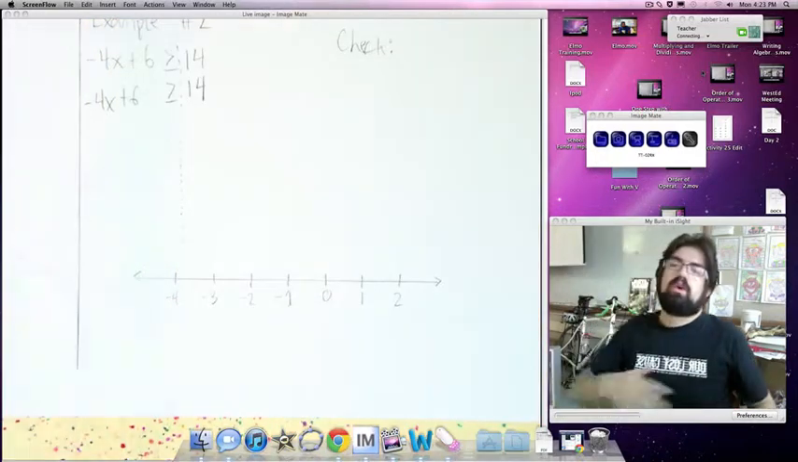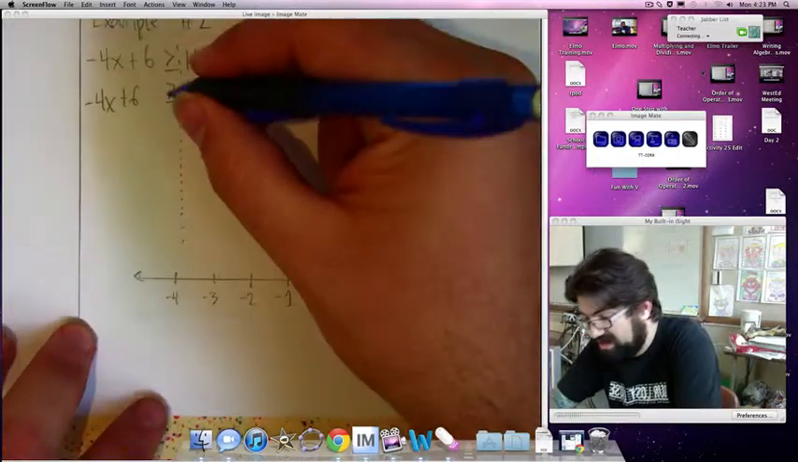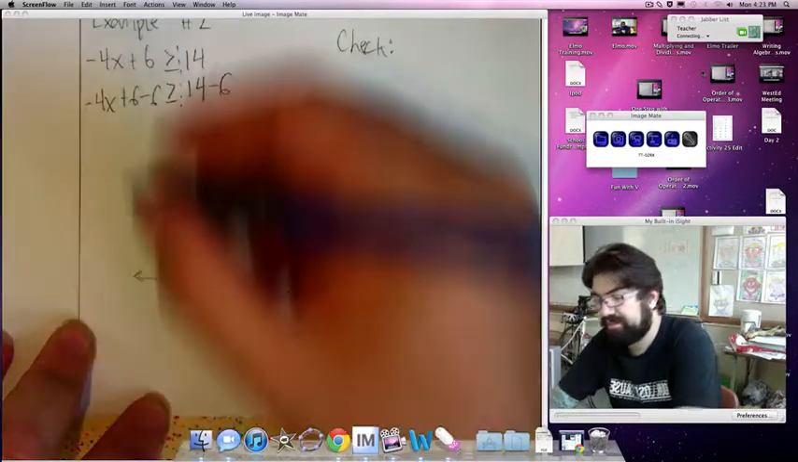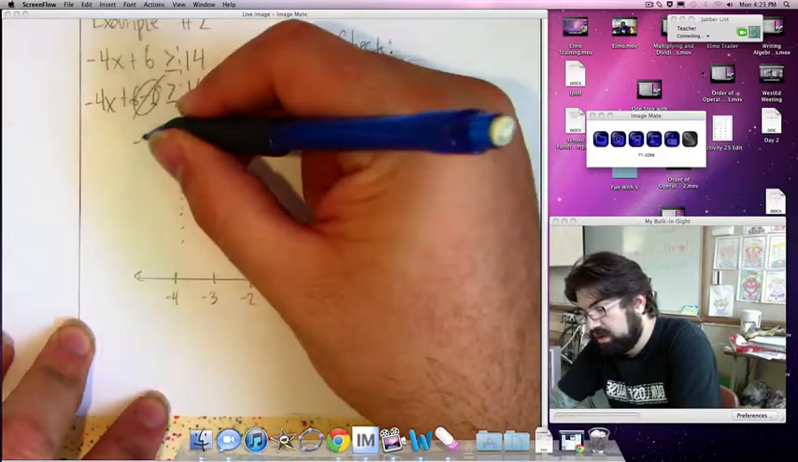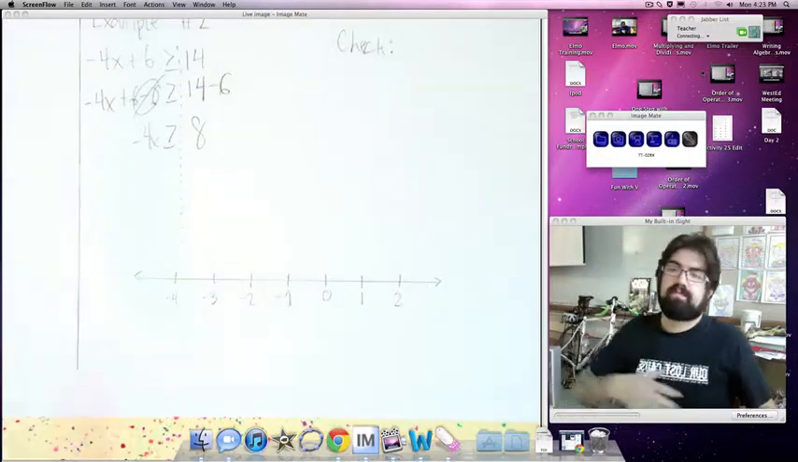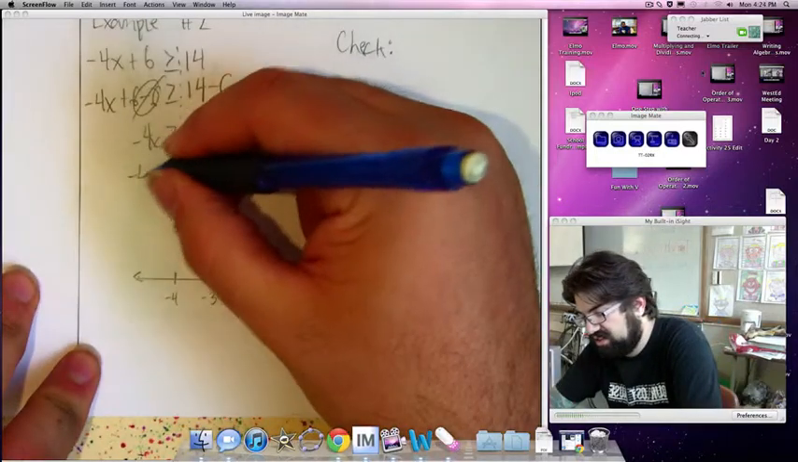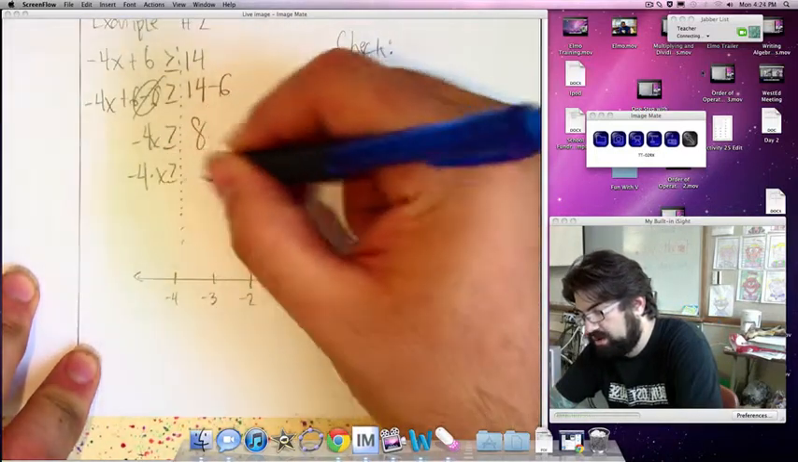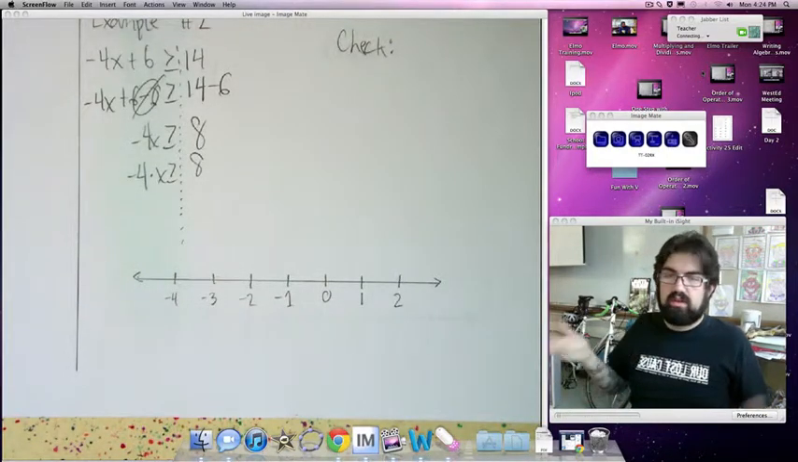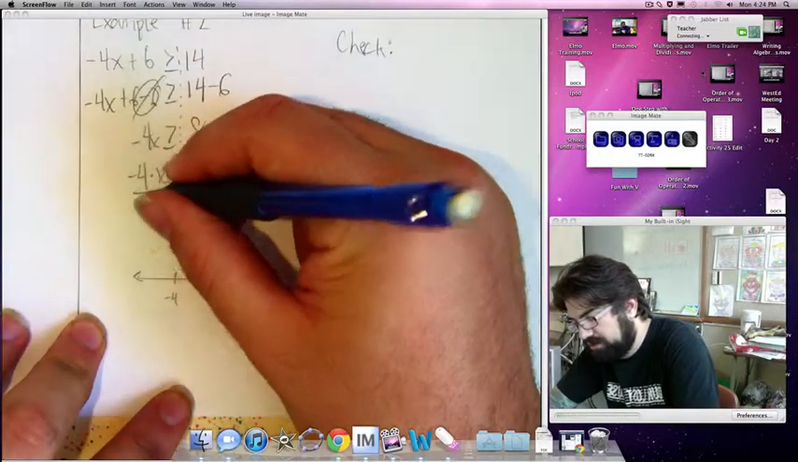The inverse of adding 6 is subtracting 6. It's minus 6 from both sides, or add negative 6. You can add negative 6, that's fine. This is 0. Negative 4x is greater than or equal to 8. Negative 4 times x, because that's what this is, is greater than or equal to 8. The opposite of multiplying is dividing. I'm going to divide both sides by negative 4.